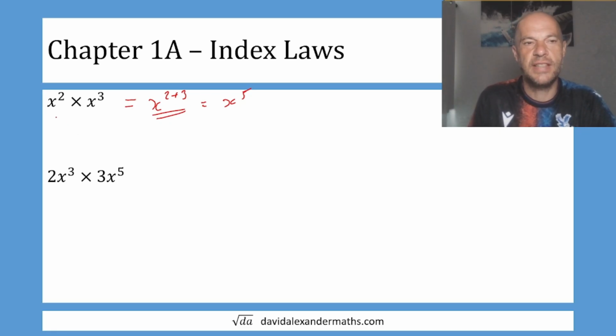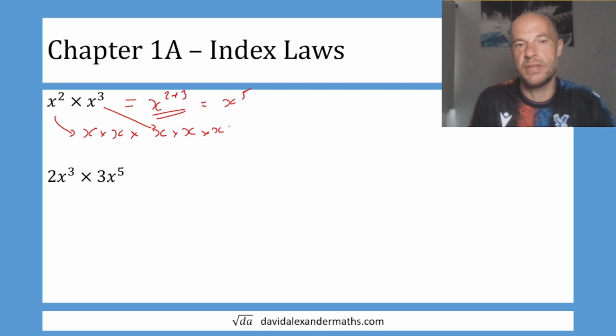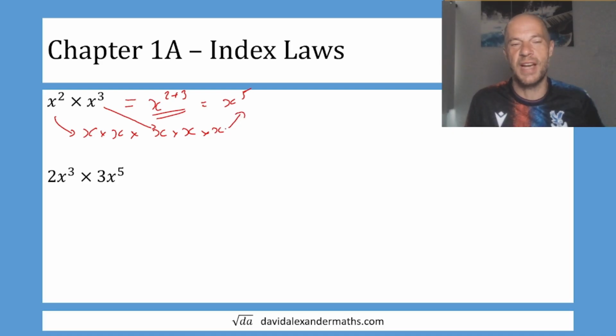Here's another way of looking at it. X squared means x multiplied by itself, x times x, and x cubed is x multiplied by x multiplied by x. So if we're multiplying x times x by another x times x times x, that's x multiplied by itself 5 times. That's another way of looking at it, but of course it's still x to the power of 5.